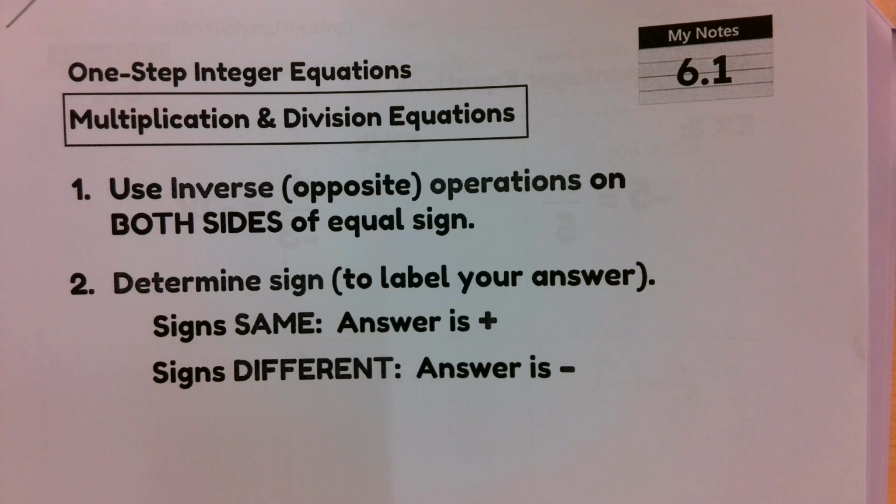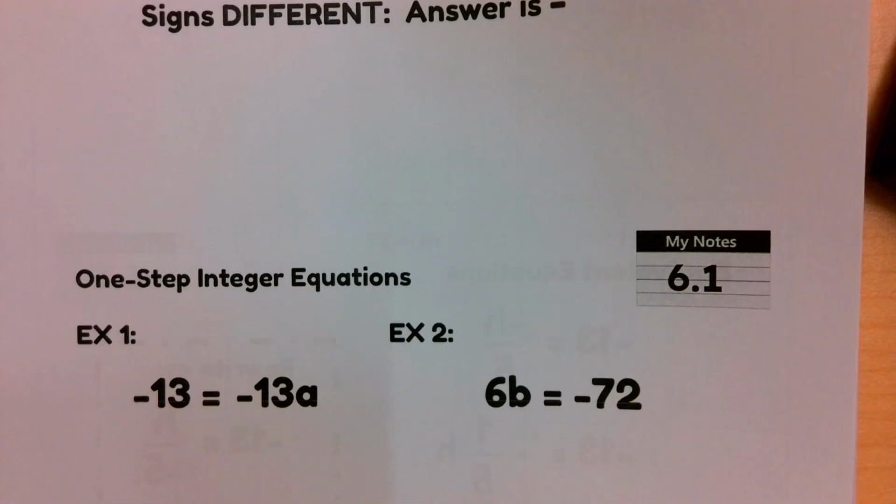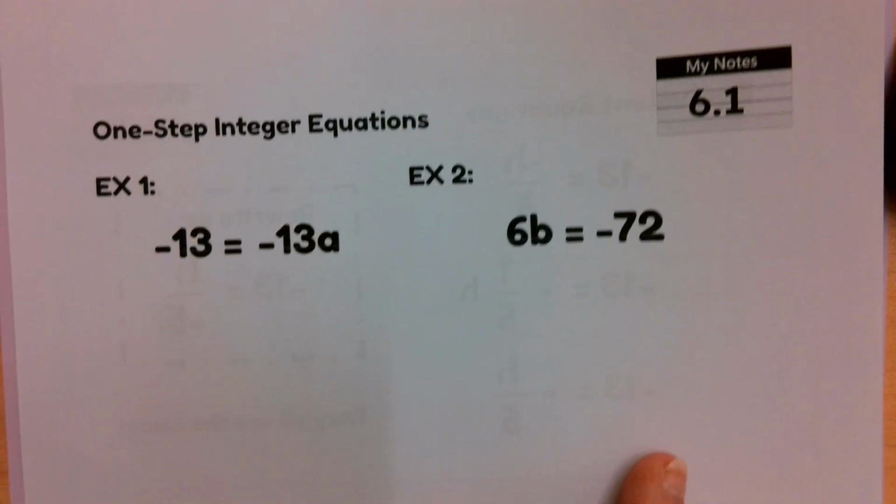So remember, positive times a positive is a positive. Negative times a negative is a positive. And if I have one positive and one negative, the answer is negative. Let's look at our examples.